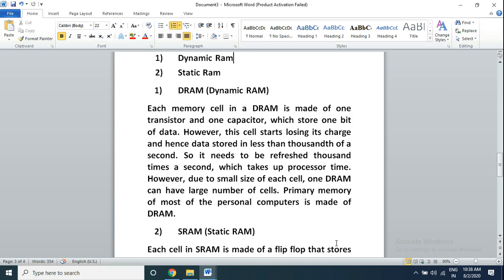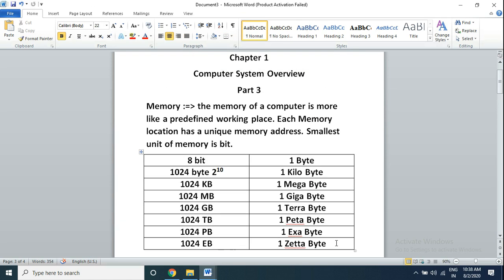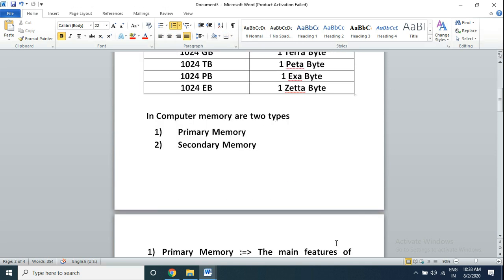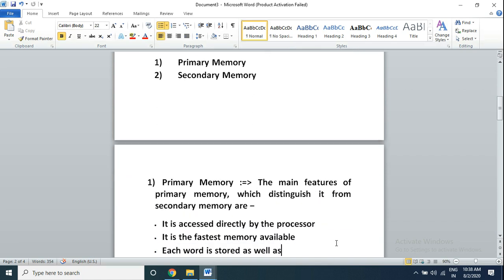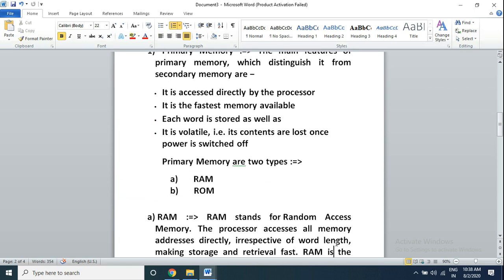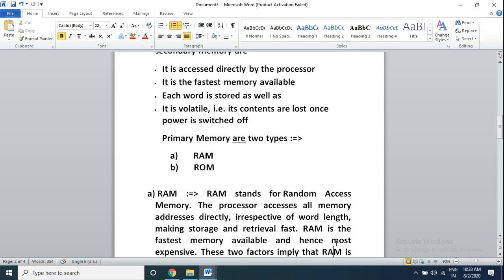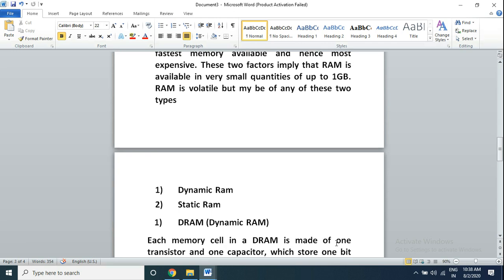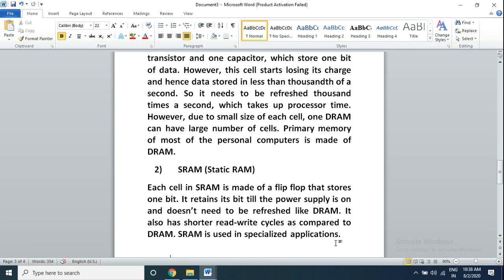So today we learned what memory is, what the smallest unit of memory is, and how data is further stored. Memory is of two types, primary memory and secondary memory. Primary memory is of two types, RAM and ROM. Today we learned about RAM. RAM stands for random access memory. RAM is also of two types, dynamic RAM and static RAM. Then we learned what dynamic RAM is and what static RAM is.